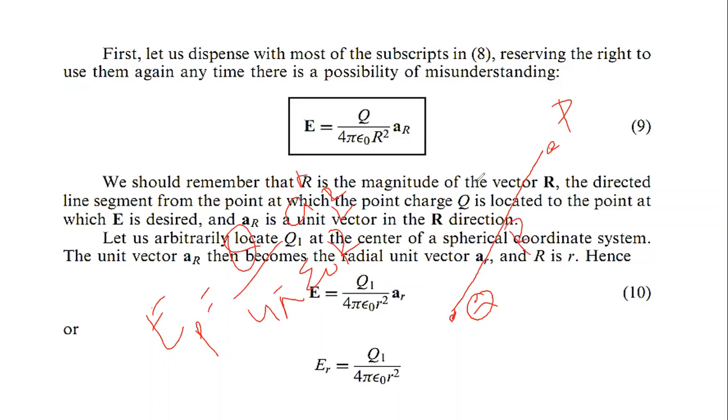If R is the distance of the point from the source charge. So this is the point at which the electric field intensity is desired, and this is the position of the source charge. तो सोर्स चार्ज origin पे भी प्लेस हो सकता है, origin के अलावा किसी और पॉइंट पे भी प्लेस हो सकता है. So we have to look at the position of the source charge, and we have to look at the position of the point at which the electric field intensity is desired.